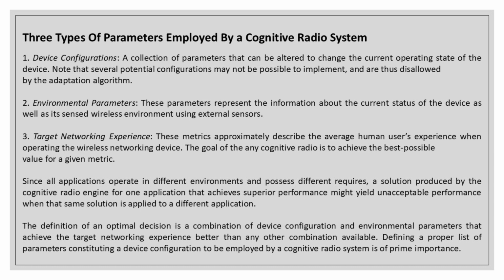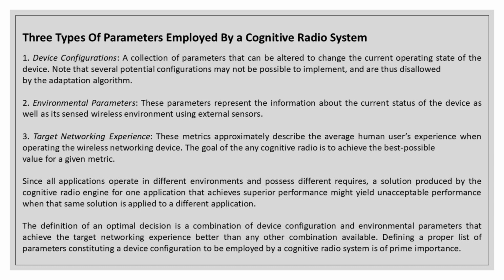Since all applications operate in different environments and pose different requirements, a solution produced by the cognitive radio engine for one application that achieves superior performance might yield unacceptable performance when that same solution is applied to a different application. The definition of an optimal decision is a combination of device configuration and environmental parameters that achieve the target networking experience better than any other combination available.